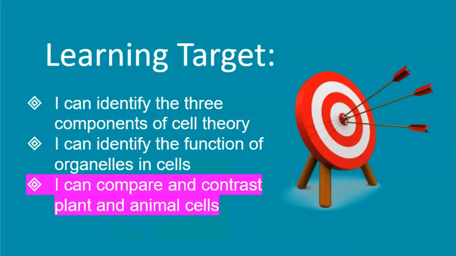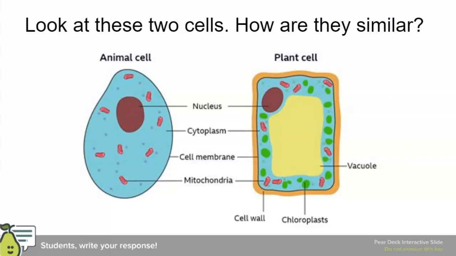Our goal today is to be able to compare and contrast plant and animal cells. So we have to be able to tell what's similar between them and what is different. Take a look at these two cells. I want you to tell me, how are these cells similar? You can pick anything.